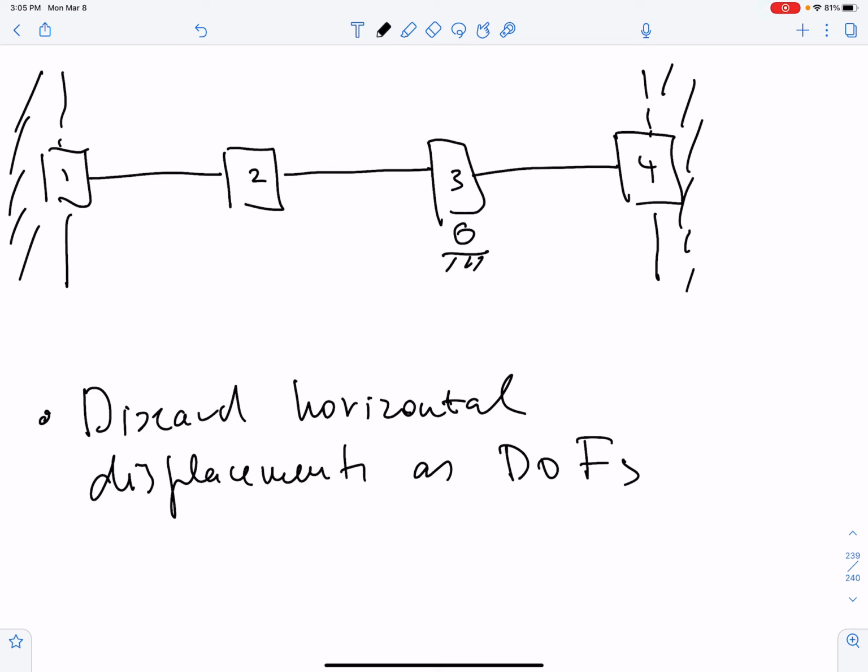At node 2, we said there's no horizontal displacement, so the first degree of freedom becomes the vertical displacement. I'm going to call it U1, and there will be an associated applied force, which I'm going to call P1. Then this node can rotate. The slope that develops here, I'm going to call U2, and the corresponding moment, I'm going to call P2.